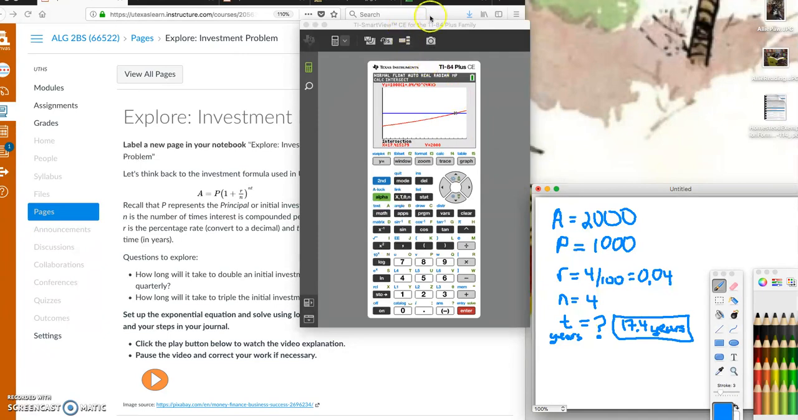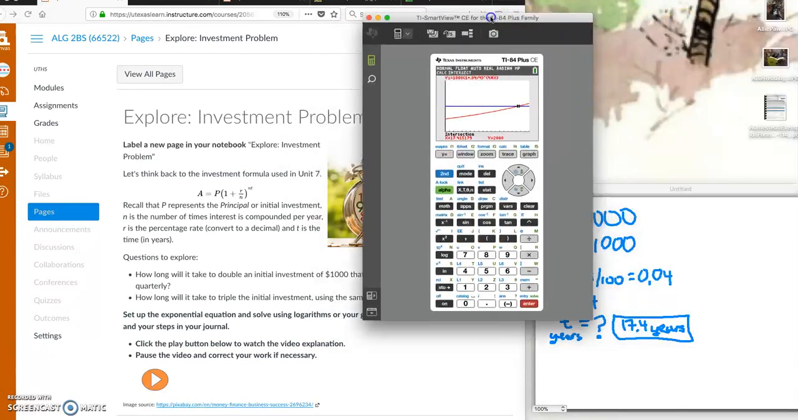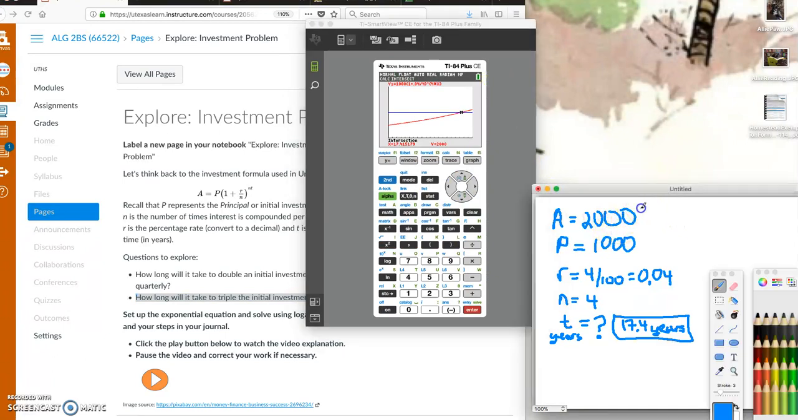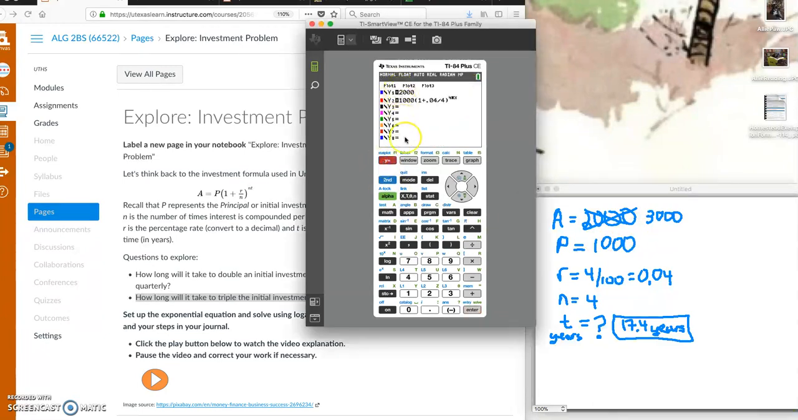Go ahead and repeat this process. Everything is done for you already. We're going to answer the second question, how long will it take to triple your investment? So you're going to want to take this and change the A value to 3,000, because we're going to multiply the principal by 3. Repeat the process and find the new intersection point, leading you to the solution for how many years it would take to triple your investment.